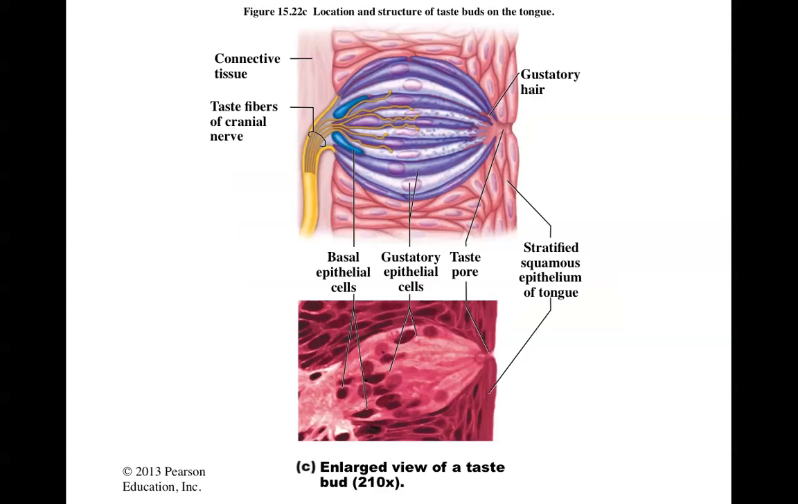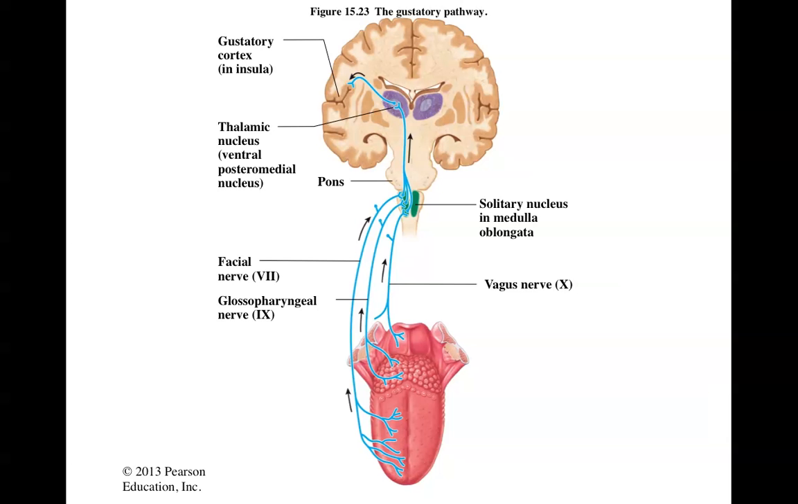All right, let's talk about the perception of taste. So there are two cranial nerves that actually send the information back to the brain. Cranial nerve 7, which is the facial nerve, and cranial nerve 9, which is the glossopharyngeal nerve. These carry the impulses directly from the taste buds in the tongue to the solitary nucleus of the medulla.